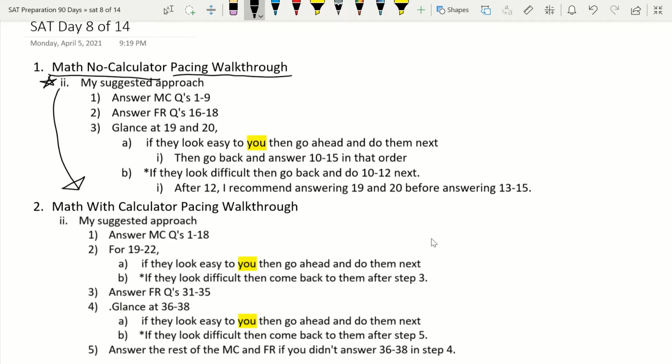And then after we do the math no calculator pacing walkthrough of SAT practice test 2, we're going to do a pacing walkthrough of the math with calculator section. So once again, I'll be approaching it just like I would if I were taking the real SAT. Obviously, I'll be giving verbal answer explanations as I go. That's really the only difference, that I'm teaching you how to answer the problems as I go through. So once again, I'll be following that same suggested approach I outlined in yesterday's math with calculator pacing video. So I'll be following all those same steps. You'll see me do it.